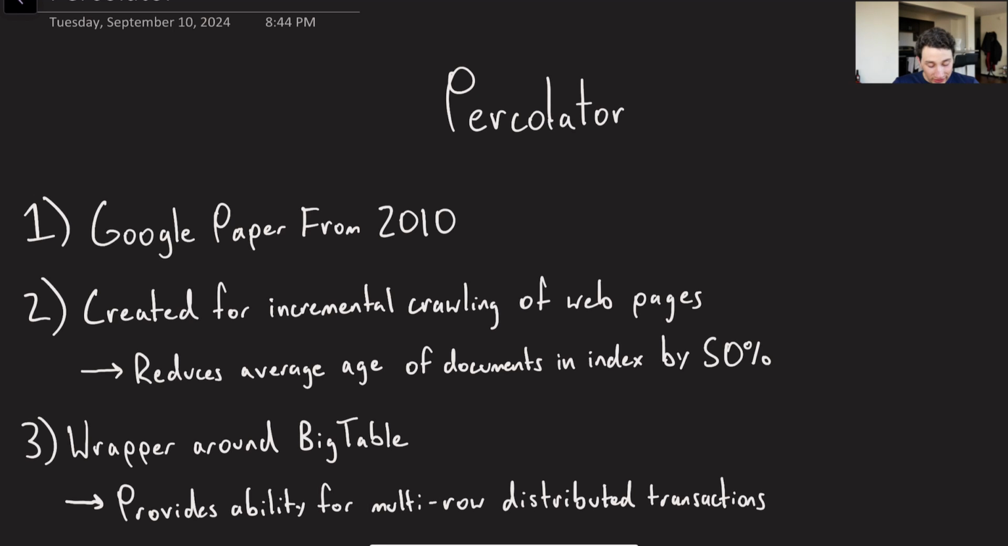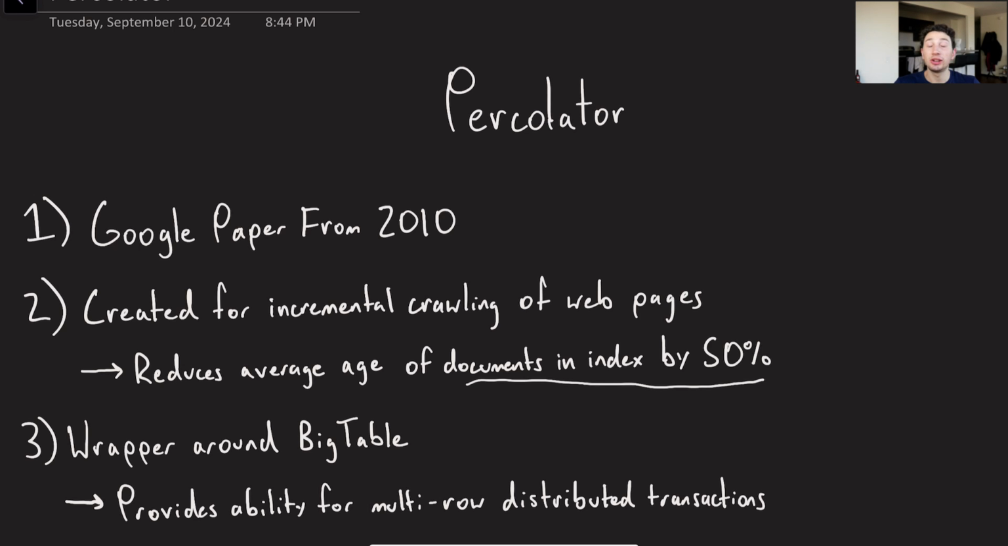And so ultimately, the impact of this system is that they're able to reduce the average age of documents in their index by 50%. Now, the reason they're able to do that is because this effectively allows them to process documents as they come up rather than in a massive batch where you have to process every single document in the web at once. And so we'll talk about why that is in a little bit.